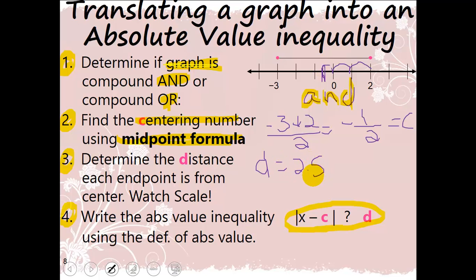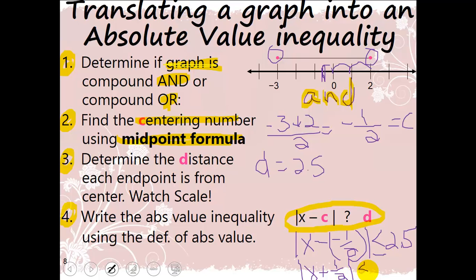And now I'm going to start plugging in. All right, I have absolute value x minus a -1/2, right? This is an and, so an and has to be less than. The endpoints are included, so it has to be less than or equal to 2.5. That's the absolute value expression. One more simplification, x plus 1/2, minus a negative goes positive, is less than or equal to 2.5.